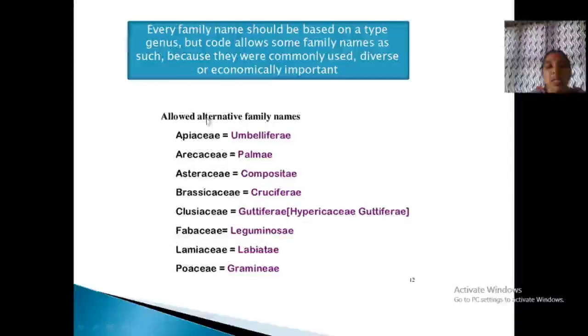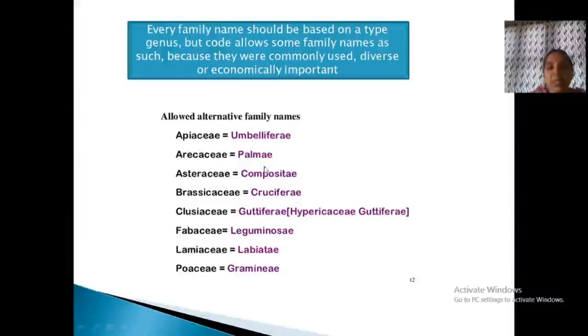See the examples. You know Apiaceae. It is also known as Umbelliferae. Apiaceae has the type genus Apium. Clear? But Umbelliferae, when you read the name Umbelliferae, there is no type genus like that. In the case of Ericaceae, the type is Erica. Asteraceae, Aster. But Compositae, you cannot say such a type. Clear? Here Brassica is the type, that is Brassicaceae.